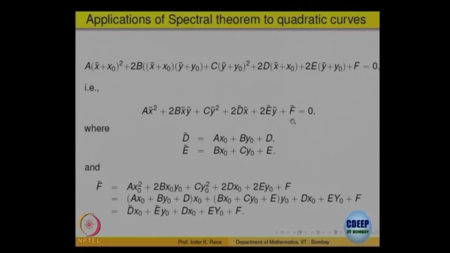So that these terms vanish. We have found those values in terms of x0, y0, E and F. So what is required? This should be equal to 0, this should be equal to 0 and this should be equal to 0. So let us put those values.